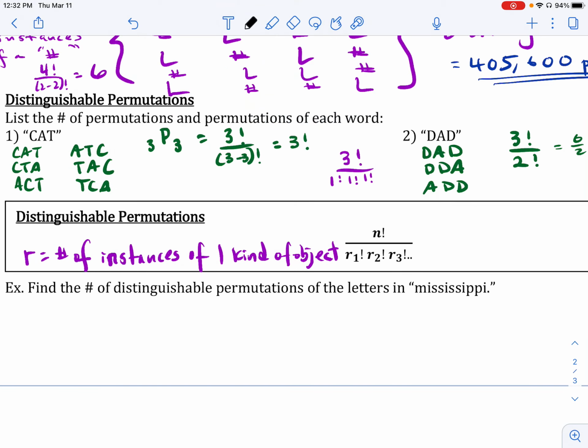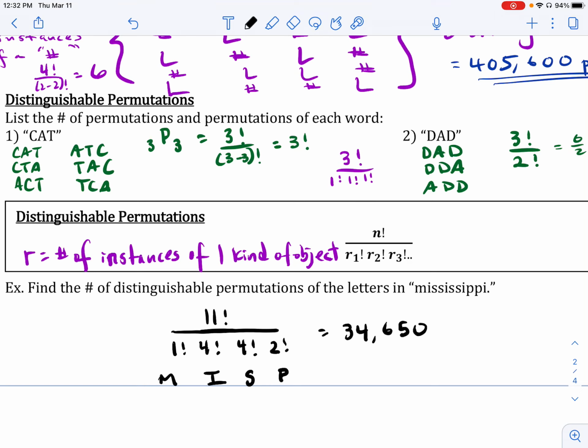Well, hopefully for this one, you counted up that there were 11 letters that were available to us total, and we had one instance of the letter M. We had four instances of the letter I, four instances of the letter S, and two instances of the letter P. So doing a distinguishable permutation that way, we should have ended up with 34,650 distinguishable permutations.